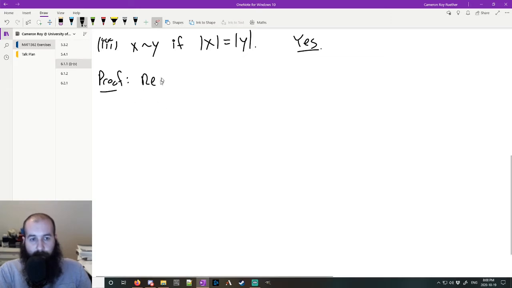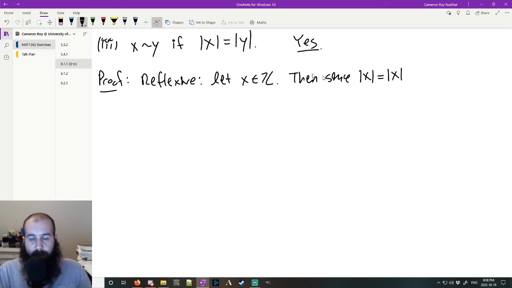We must prove it is reflexive. So to do this, we need any x related to itself. So let x be an integer. Then, since the absolute value of x is equal to the absolute value of x, it satisfies the condition to have x related to itself. So x is related to itself, so it is reflexive.